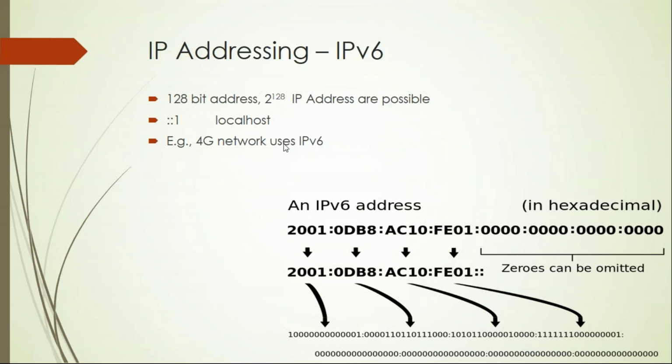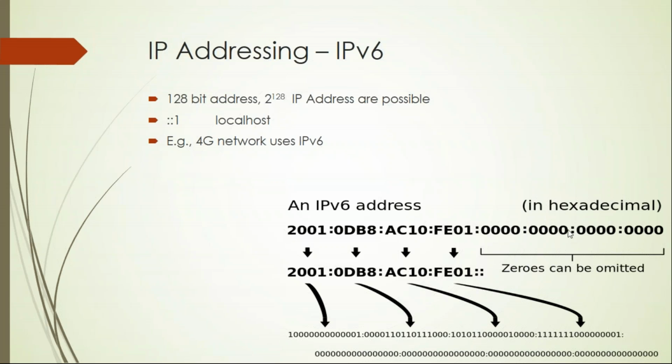It's not about being faster, but about being able to assign an IP address to n number of devices. Even if this world becomes 10 times bigger, still IP addresses will be there, because you are using numbers as well as alphabets. It's 128 bits, so total IP addresses possible are 2 power 128.